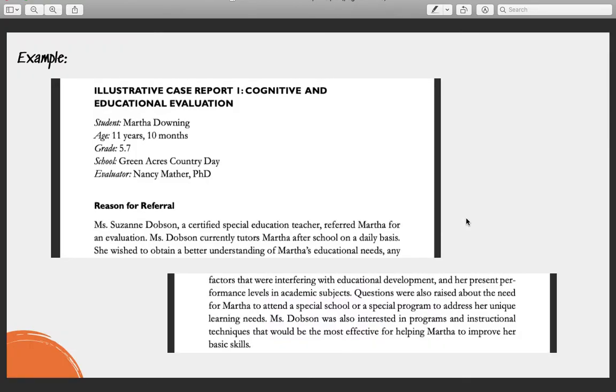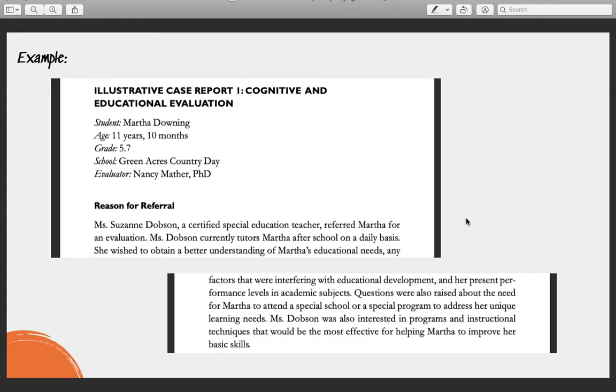Now, here's an example. Illustrative case report 1, cognitive and educational evaluation. Student name is Martha Downing, age 11 years, 10 months, grade 5.7, school Green Acres Country Day, and evaluator would be Nancy Mather, PhD. Now, reasons for referral. Miss Suzanne Dobson, a certified special education teacher, referred Martha for an evaluation. Miss Dobson currently tutors Martha after school on a daily basis. She wished to obtain a better understanding of Martha's educational needs, any factors that were interfering with educational development, and her present performance levels in academic subjects.